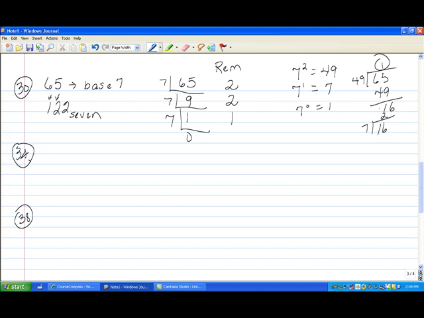So that's how we got the 1 and the 2. This time we're looking here rather than at the remainder. And then we have 2 ones left over. So that's where we get the numbers from.